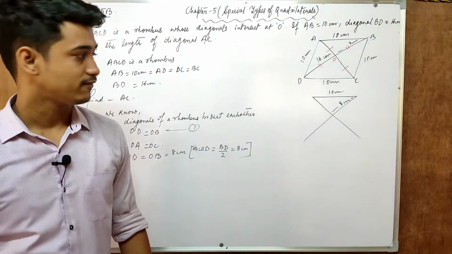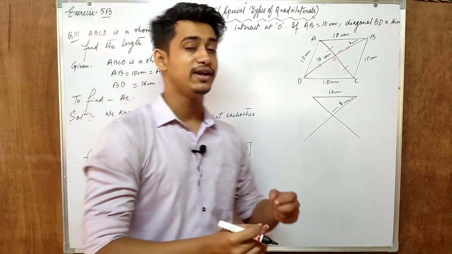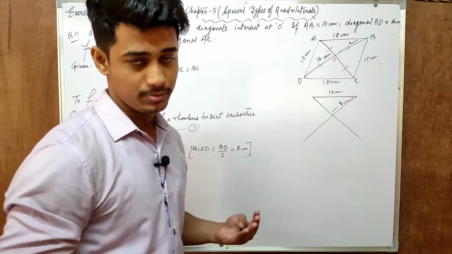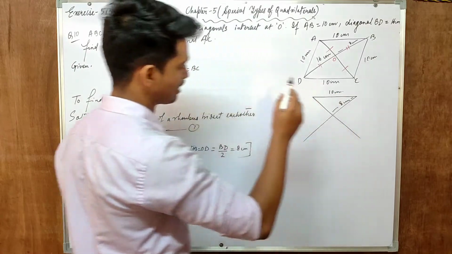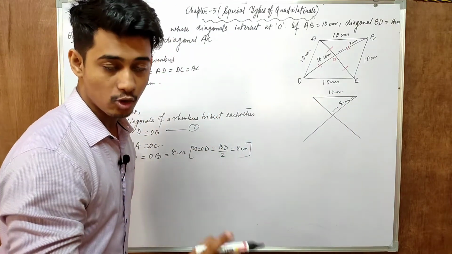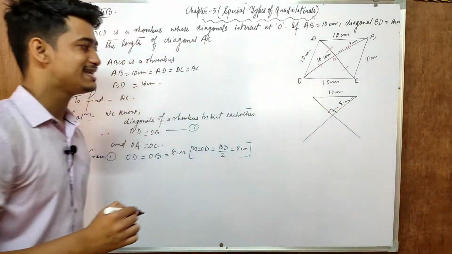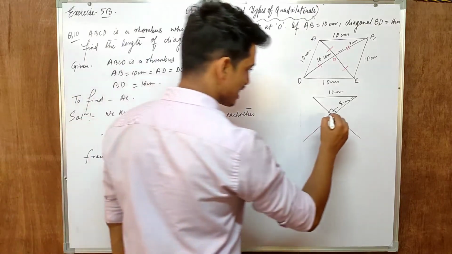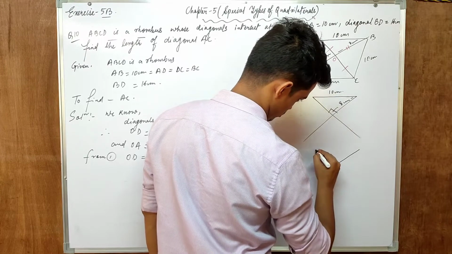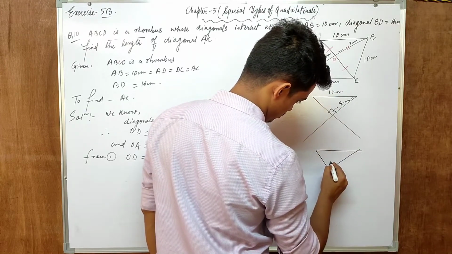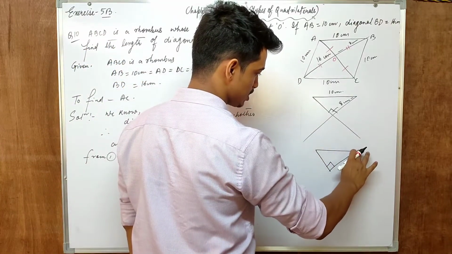One more thing that I have discussed with you while making the video of properties of special types of quadrilateral, I have discussed with you about the diagonals of a rhombus bisect each other at 90 degrees. So that means this portion is 90 degree. So if this angle is 90 degree, that means that is the shape of a what? Right angle triangle. This is the shape of a triangle.